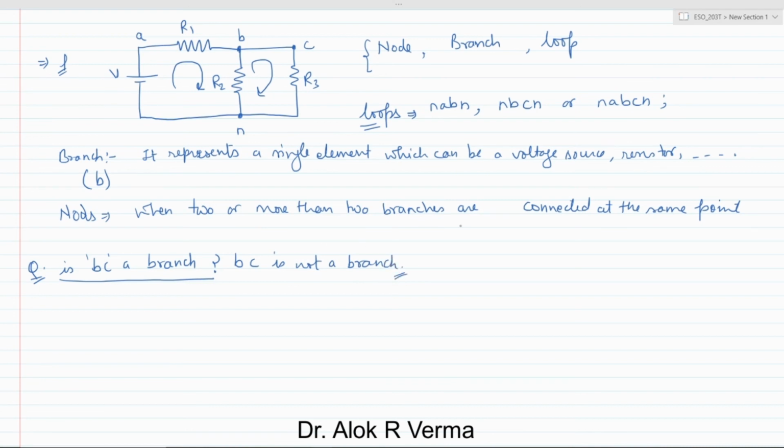So when two or more than two branches are connected at the same point, then the point is known as a node, represented by N, and the loop is represented by L. So we have a very beautiful equation to correlate that.